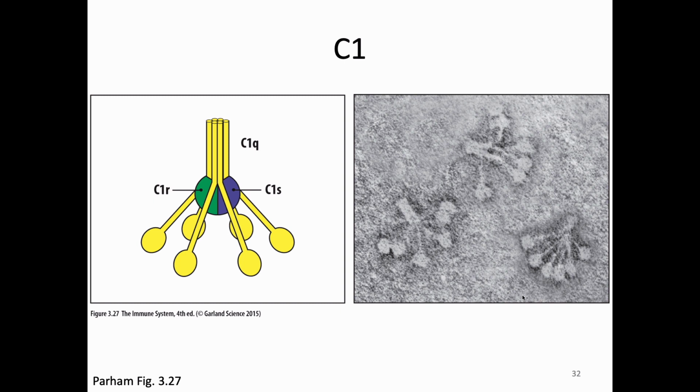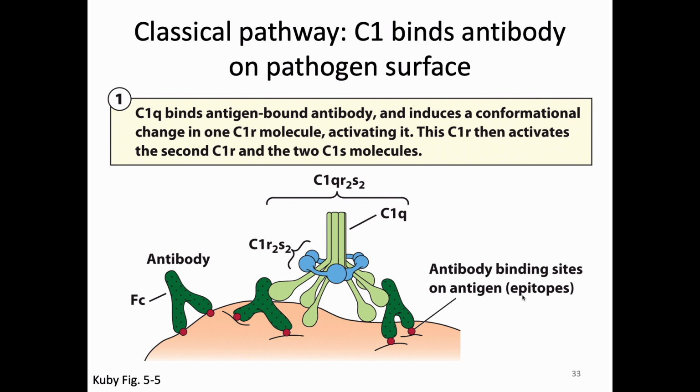This is actually what C1 really looks like. In cartoon form, here you can start to see it. This is a little washed out as an electron microscopy version. It looks like an upside down bouquet of flowers. It really looks like an upside down bouquet of flowers. And that upside down bouquet of flowers, complement C1, binds to those antibody tails that are on the surface of the pathogen.